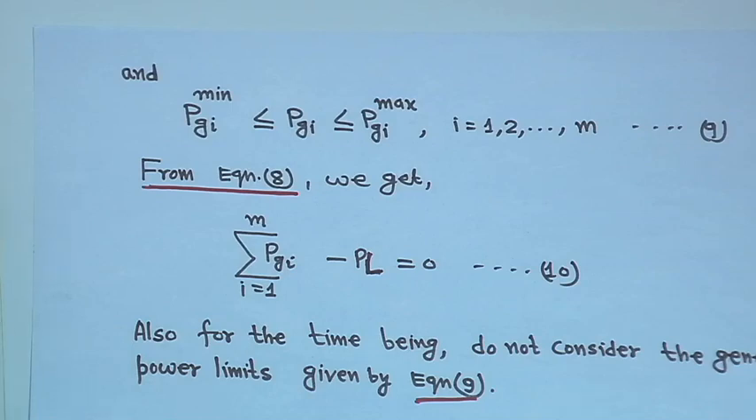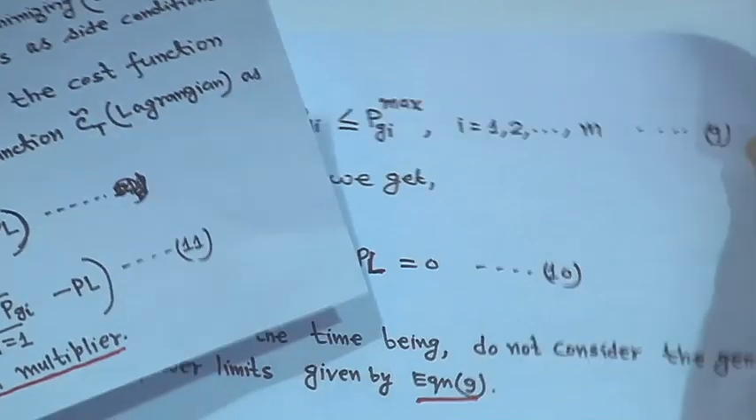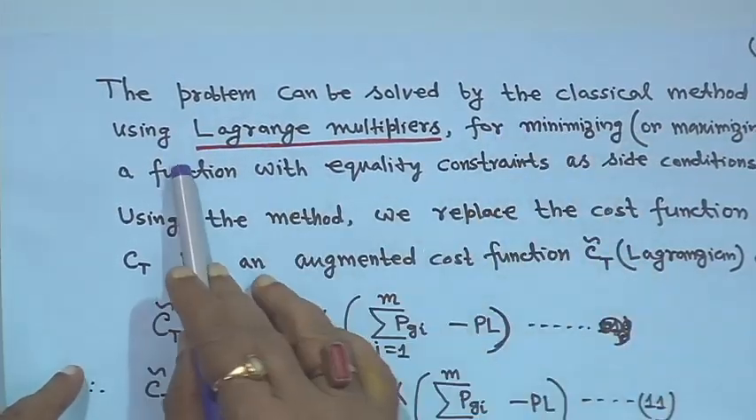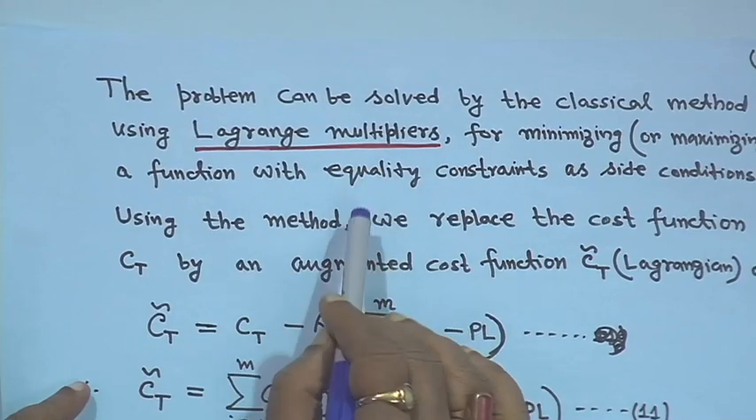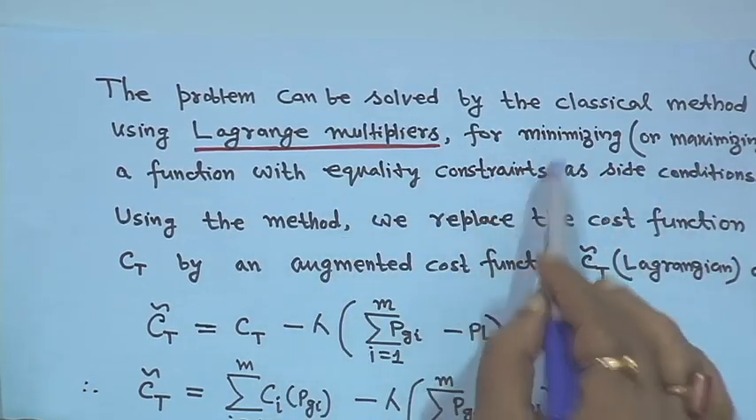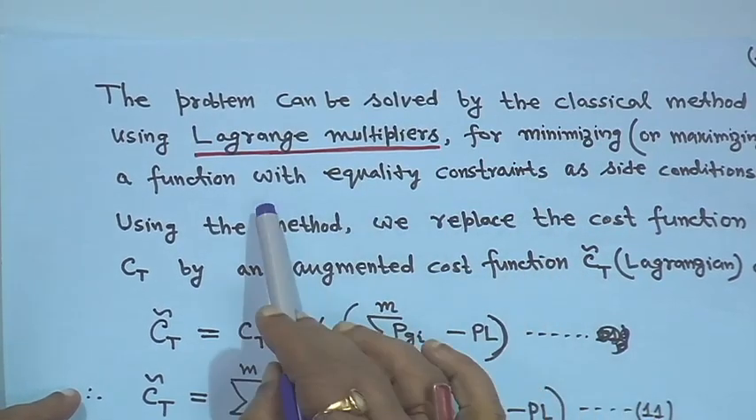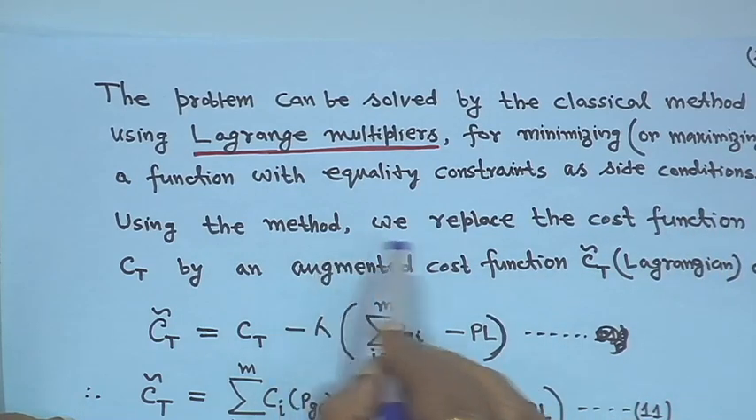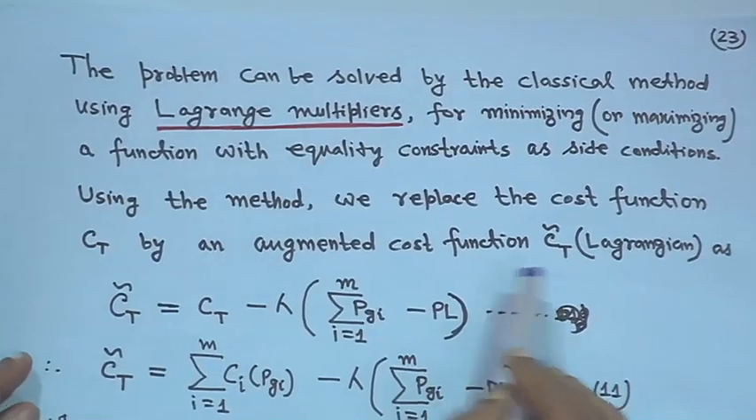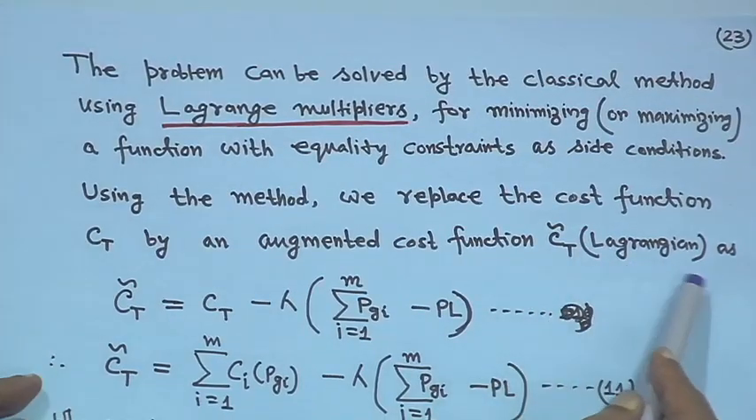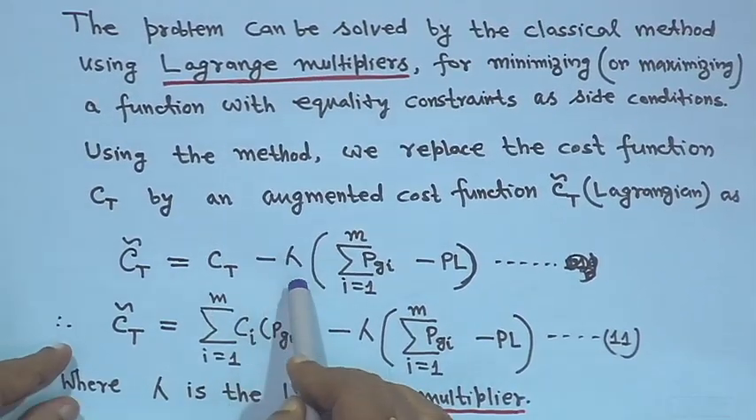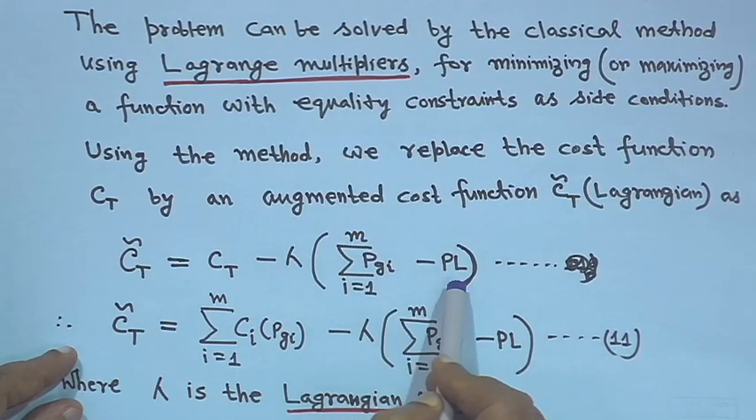Therefore, the problem can be solved by the classical method using Lagrange multipliers. So, for minimizing or maximizing, or in general for optimizing a function with equality constraints as side conditions, using the method we replace the cost function Ct by an augmented cost function Ct tilde, that is the Lagrangian, as Ct tilde, the augmented cost function, is equal to Ct minus lambda times the bracket sum from i equal to 1 to m of Pgi minus PL.